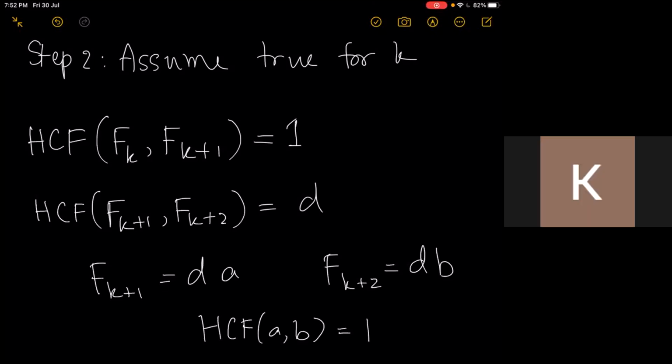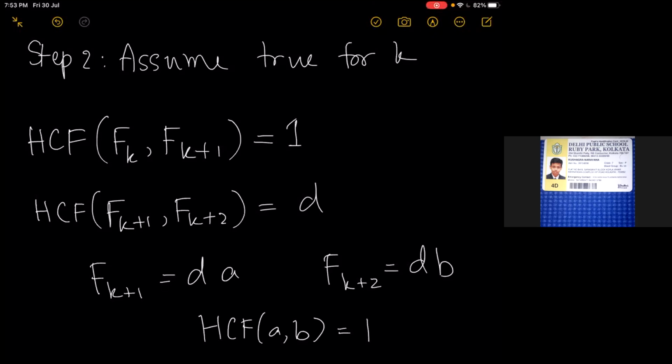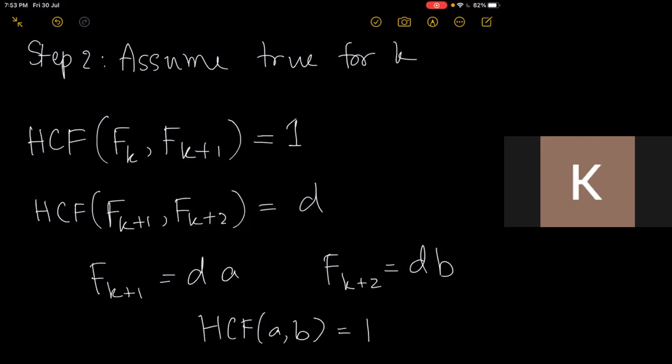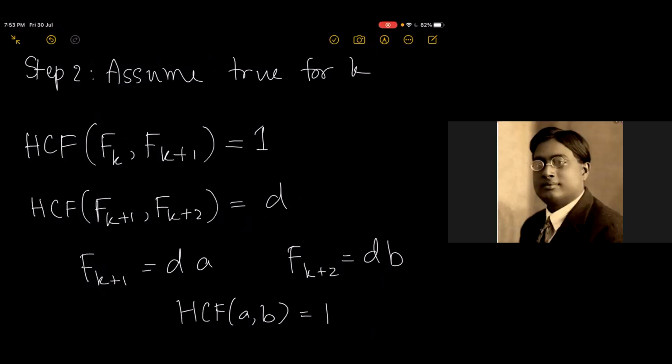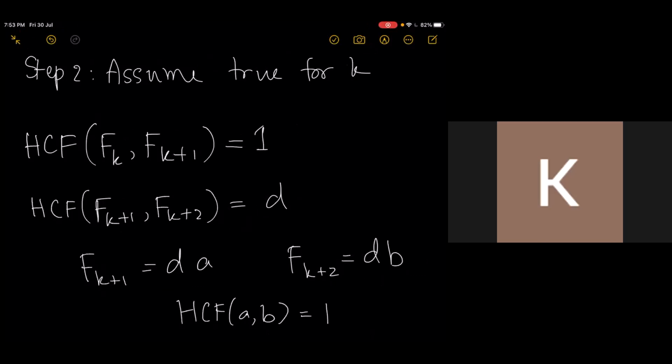Because HCF of Fk plus 1, which is dA, comma dB, is d into HCF of A, B. If A and B had a common factor, then that is also a part of the HCF. So they cannot have a common factor. Everyone understood why HCF of A and B is 1?